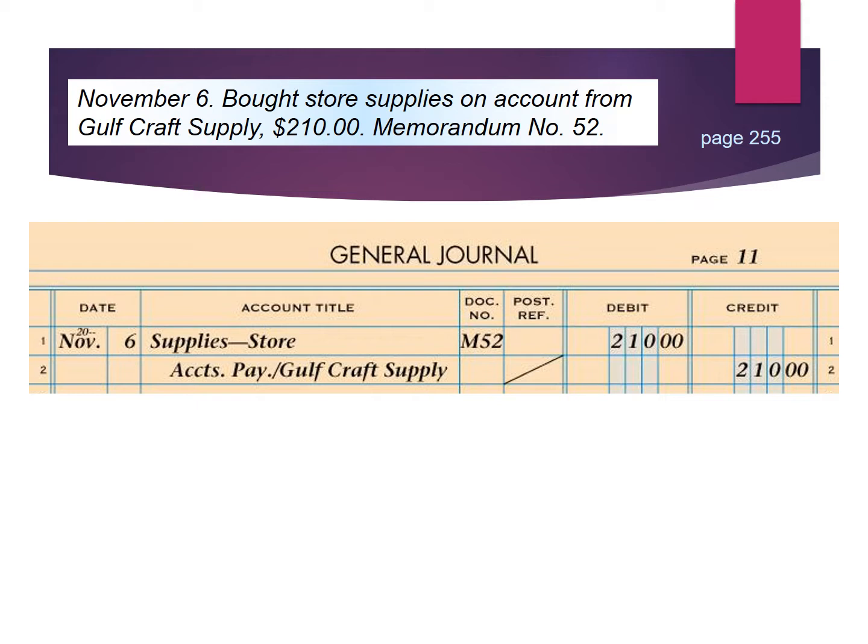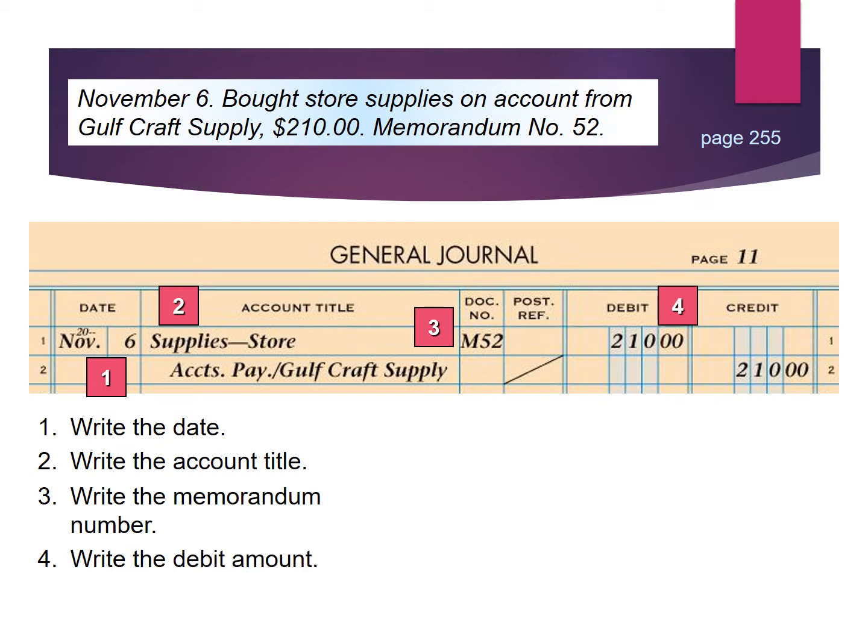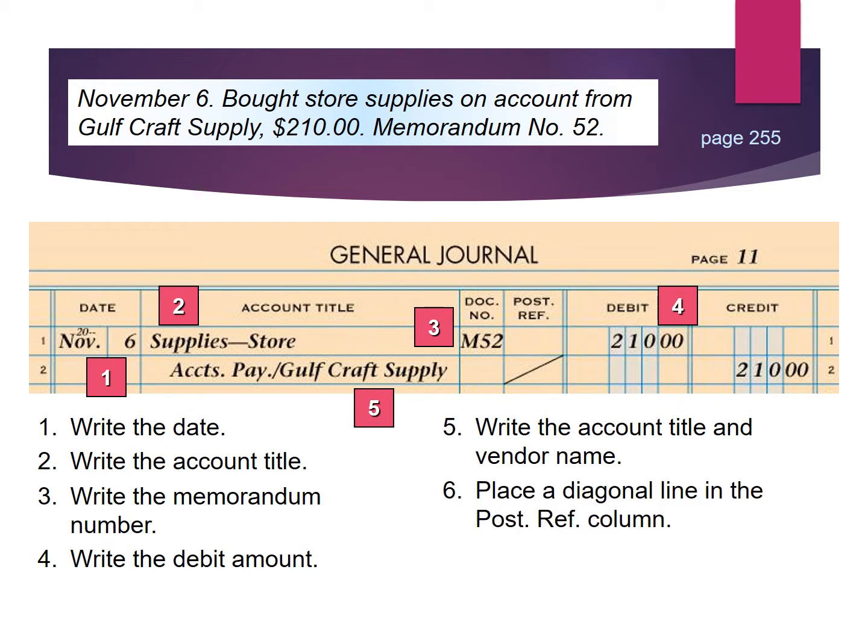So we will go to our general journal, write the date. We will write the debit account title, which is supplies-store. We will then record the memorandum number, M52. We will record the debit amount. Then we will write the account title and the vendor's name on the second line. Don't forget to indent it 5 spaces. We will then draw a diagonal line in the post-reference column. And then we will write the credit amount.